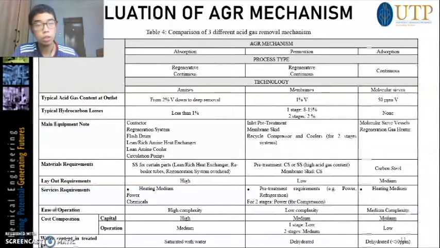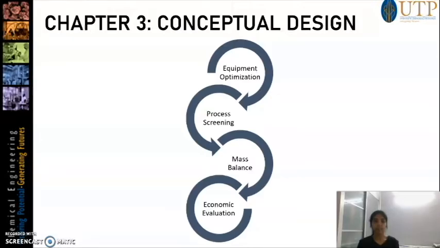Before proceeding to Chapter 3, I would like to compare the different acid gas removal mechanisms. The technology chosen here was membrane acid gas removal. This is because it has a more compact footprint and low weight. Now for Chapter 3, Conceptual Design, let's begin with the optimization of equipment.